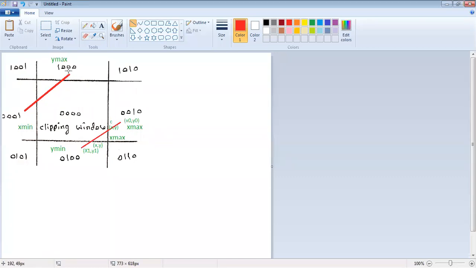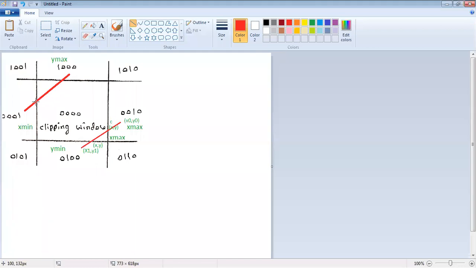In this condition, if this part needs to be eliminated, that means this part of the line is moving above the y. That means this point, y, I can directly get. y is equal to y max. x I need to calculate by using the slope.